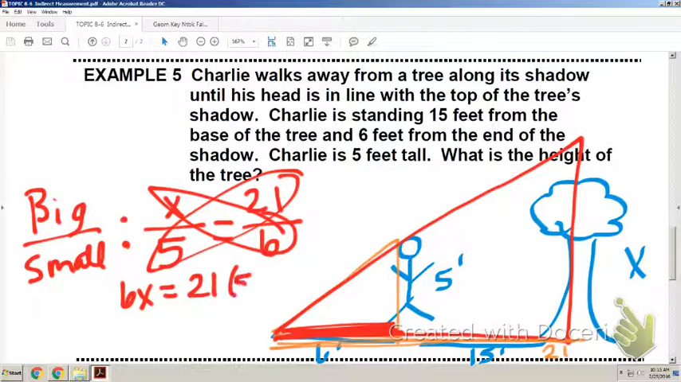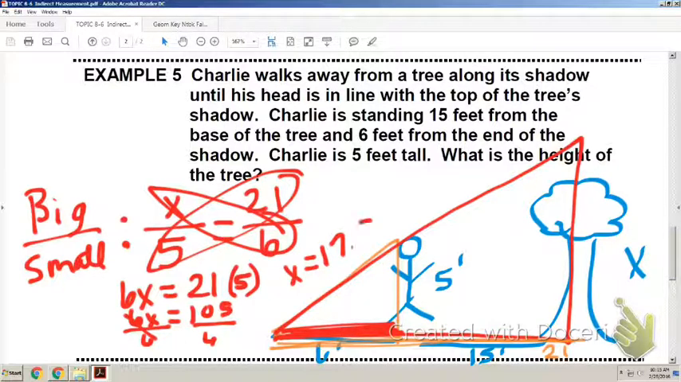So 21 times 5 here, 6x equals 105, divide by 6, and x equals 17.5. So that means the height of this tree is 17.5 feet.